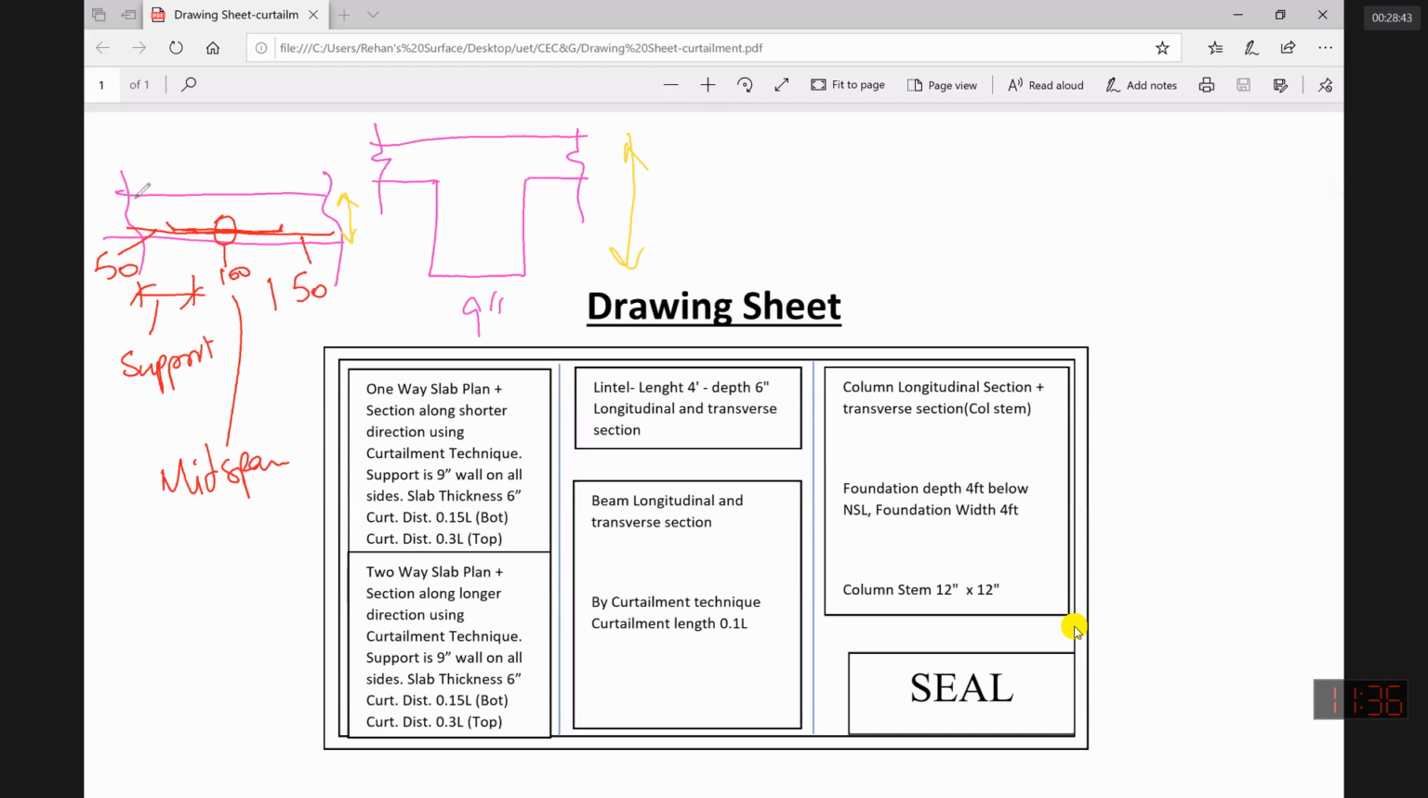And in the support region, there would be negative bars in the top layer in case of slabs, right? No need of negative bars in the central region because there isn't any chance of negative moment in the center span.